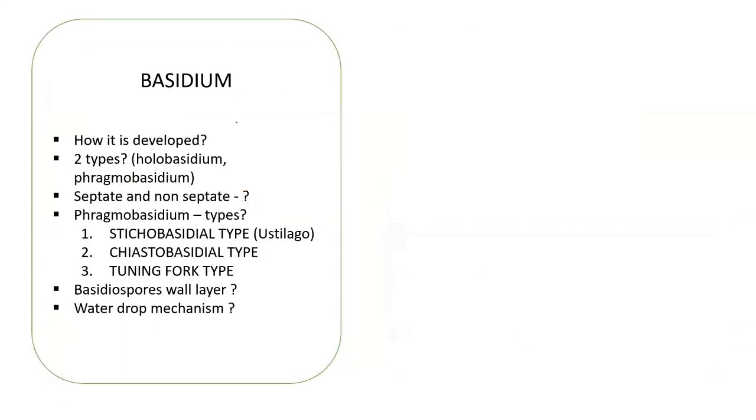Then what is basidium? How it is developed? What are the types of basidium, like holobasidium or phragmobasidium? And what are the conditions of septation, whether it is septate or non-septate? And if it is a phragmobasidium, what are the types of phragmobasidium? Stichobasidial, what are the genera in which you will find stichobasidial like Ustilago, or Chiastobasidial or tuning fork? So you should be knowing the characteristics as well as the examples in which they are present. Basidiospore wall layers you should be knowing. Then what is water drop mechanism?